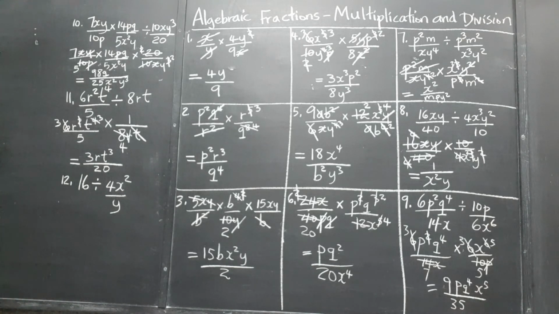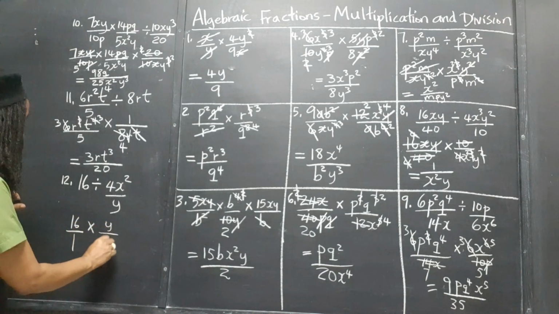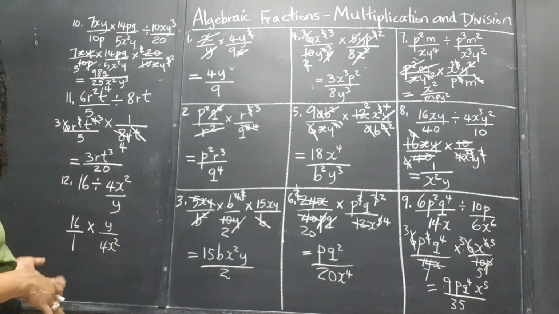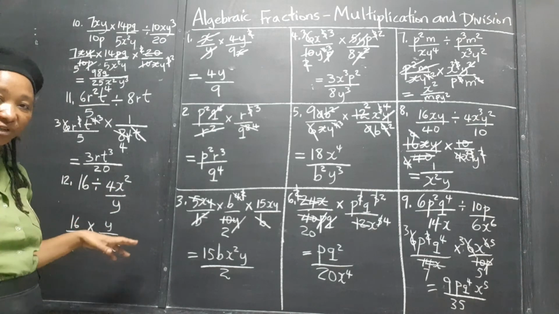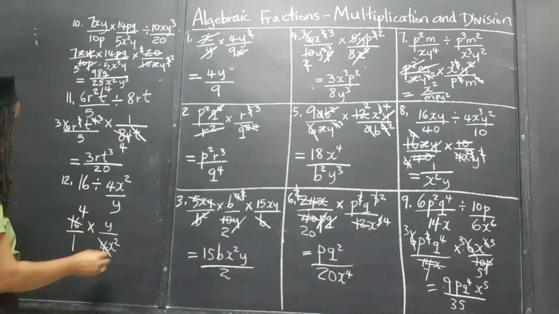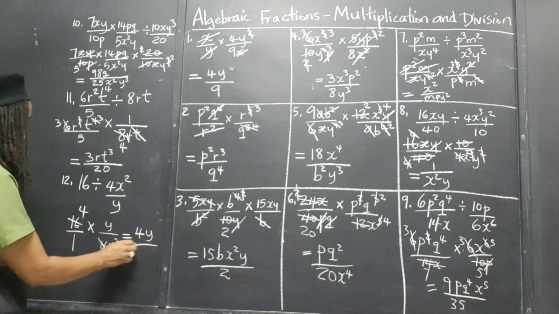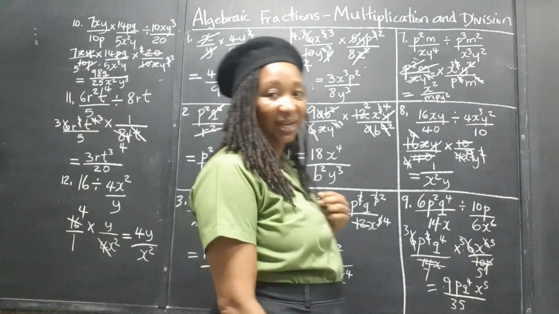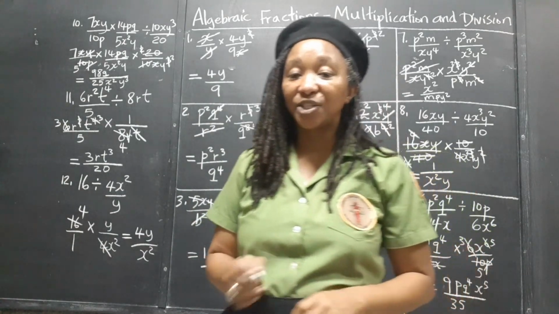Alright. Finally, we have 16 over 1 times y over 4x squared. We are reciprocating the second fraction, inverting the second fraction, because dividing by a fraction is the same as multiplying by its inverse. So now we reduce 4 and 16, and that's pretty much all we can do. So in the numerator we have 4y, and in the denominator we have x squared. And that is our final answer, and that's the final problem we have in the multiplication and division of algebraic fractions.